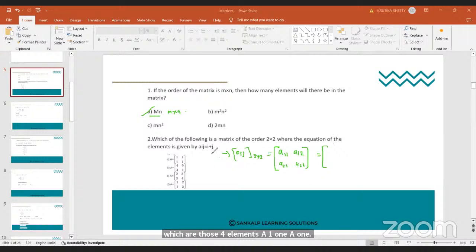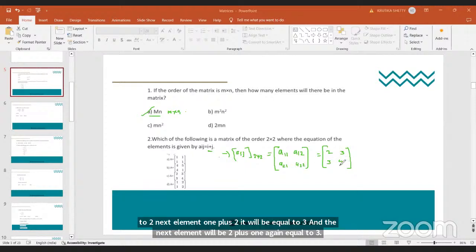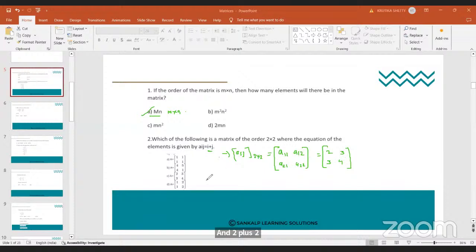See what condition they have used. Each element is i plus j. So the first element will be i plus j, that is 1 plus 1, equal to 2. Next element 1 plus 2, equal to 3. The next element will be 2 plus 1, again equal to 3. And 2 plus 2 will be equal to 4. So out of the given options, option C is the right option.